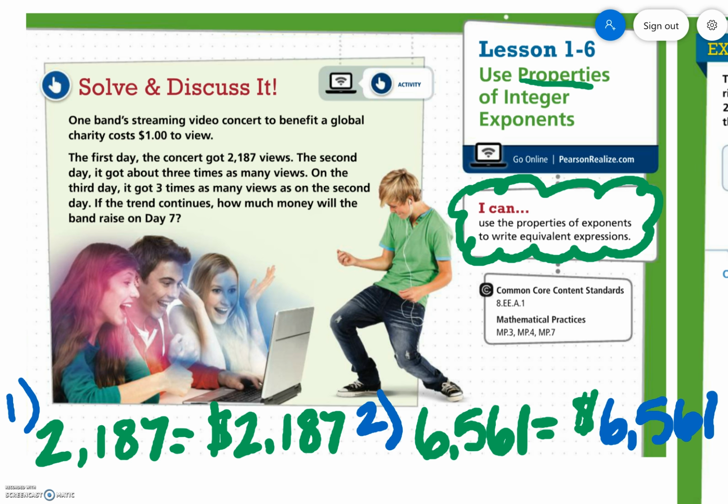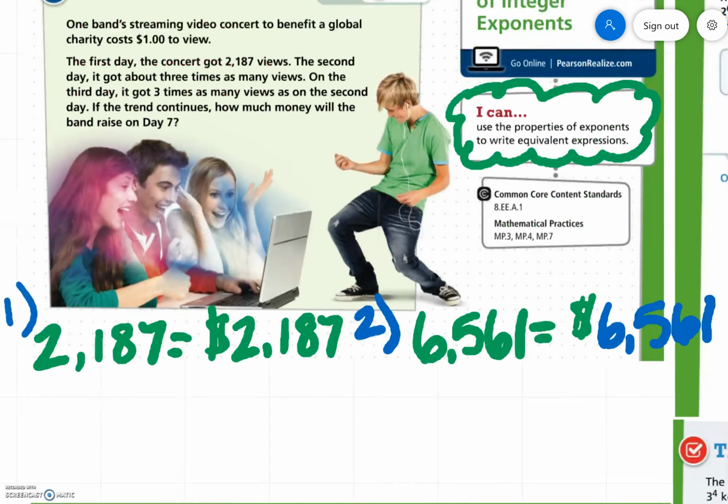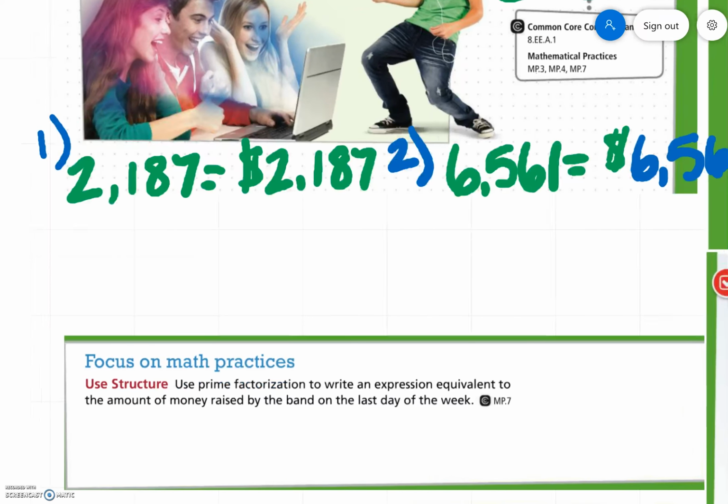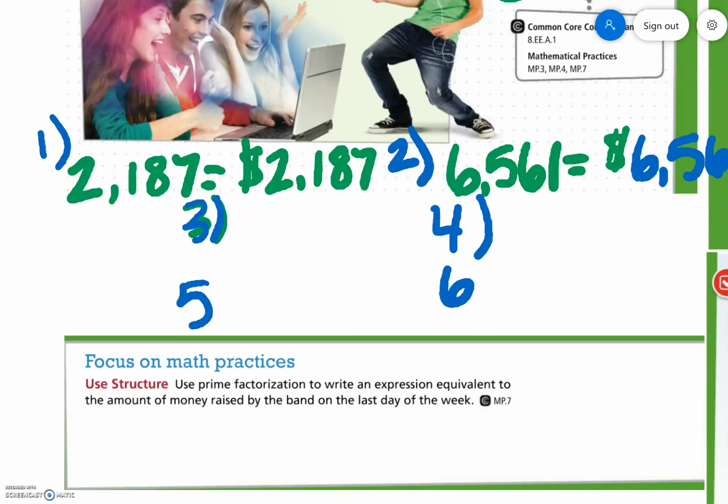Then on this, it says, if the trend continues, how much money will the band raise on day 7? So I want you to do, we've got day 1, 2. So now you've got to find out day 3, day 4, day 5, day 6, day 7. Each time you're tripling. So you can pause the video, fill those out, and I will ask for some participants. If you're just watching at home, feel free to play through.